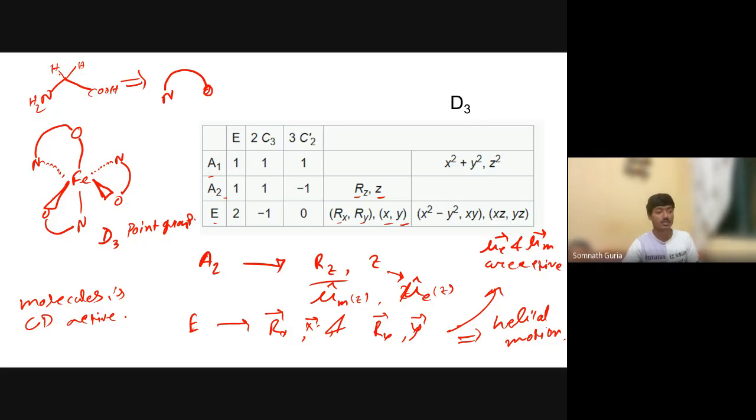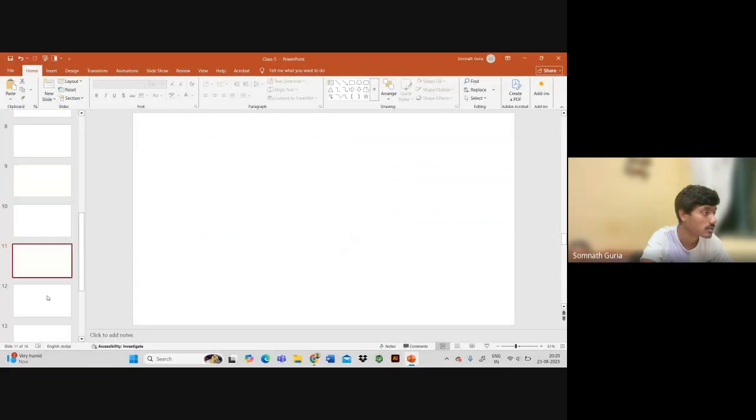Now the question is how my optical activity or optical rotation and my CD spectra look like. Coming back to my initial part, you can change it over here.